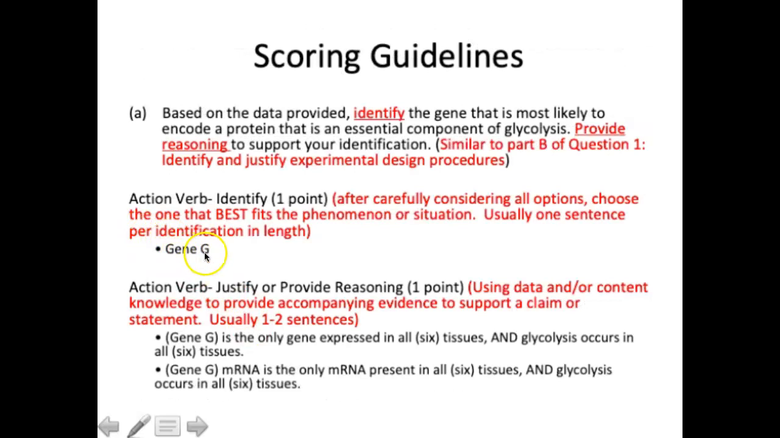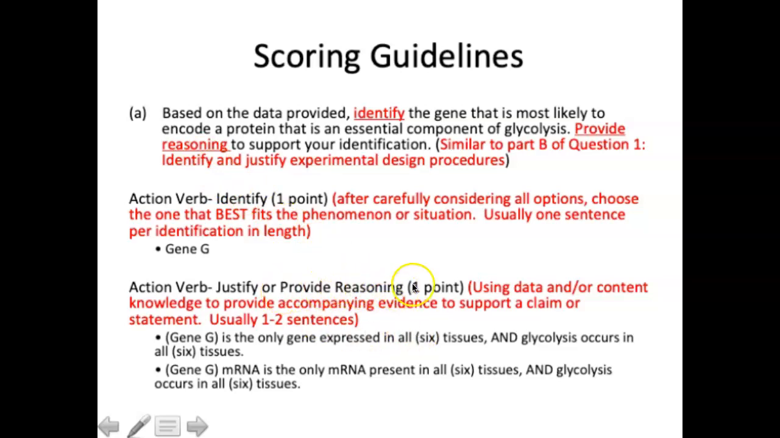Don't just write gene G though, right? Gene G is responsible for glycolysis. Then it also asks you to provide reasoning. There are 2 ways to say this. You could say justify or you could say provide reasoning. Here they say provide reasoning.